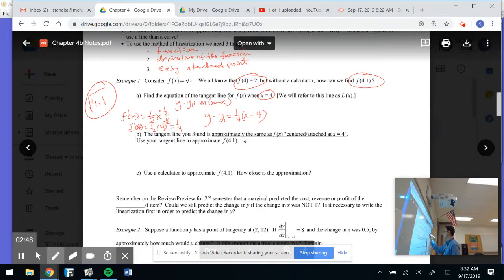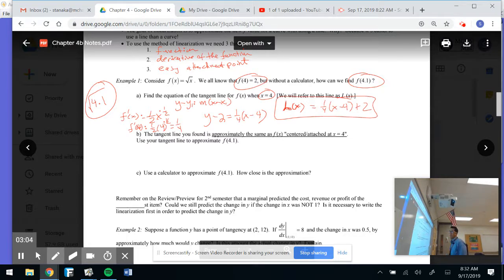And then I simplify that, and I get L of x. Do a little fancy L of x. That means just linearization, approximation, is equal to 1/4 of x minus 4 plus 2. Boom. That's what we call linearization.